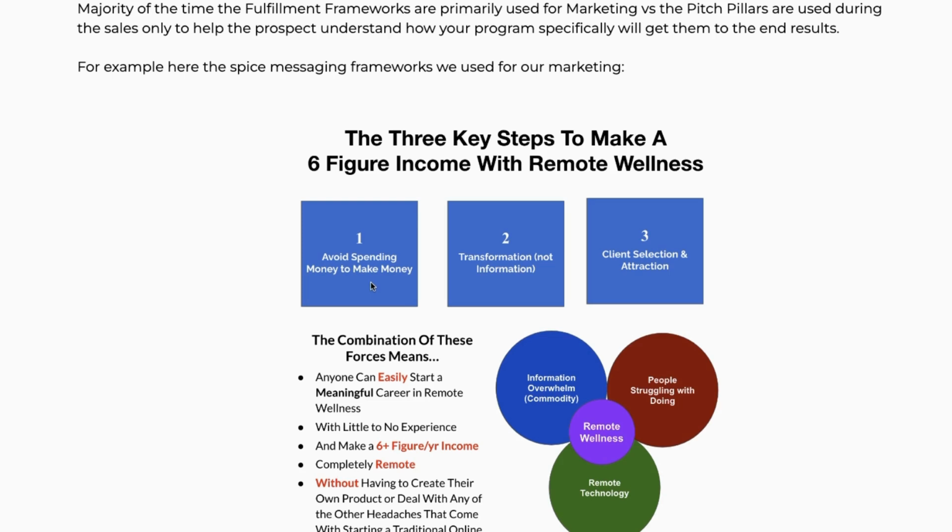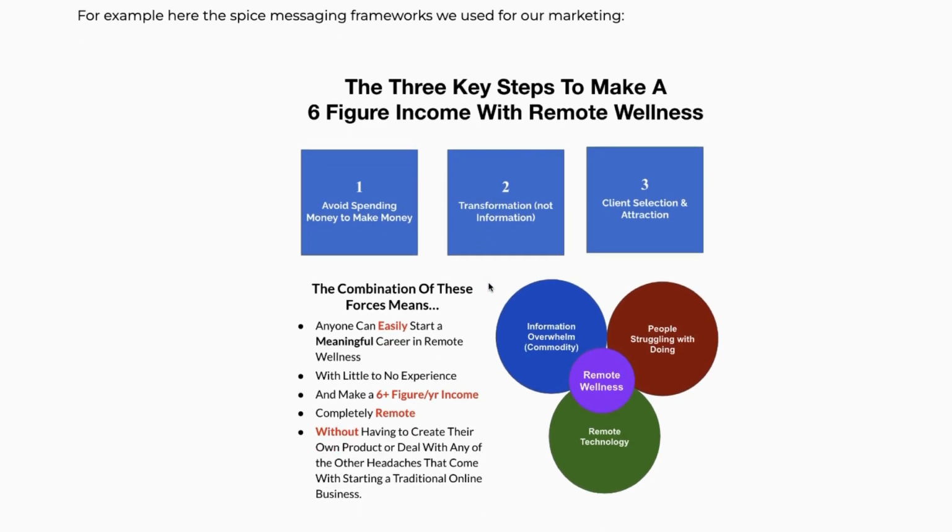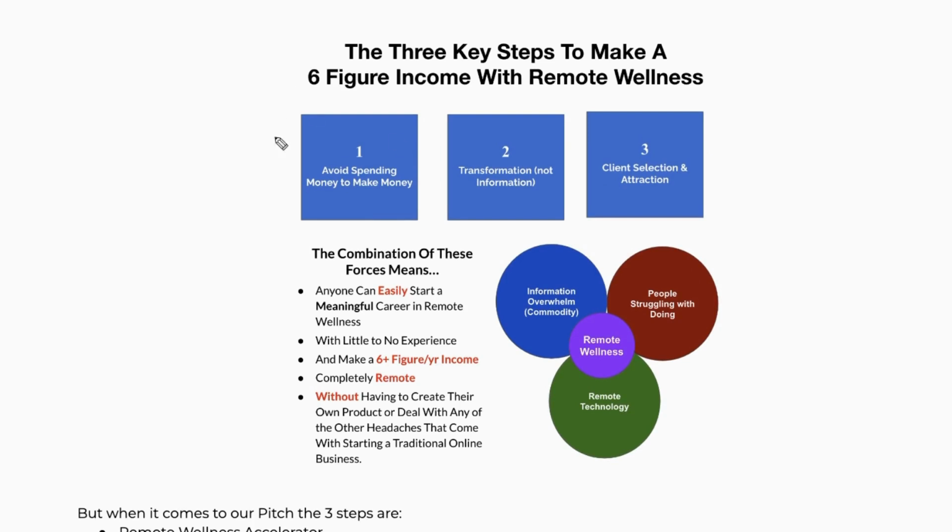And marketing is trying to sell one thing. Right. And so if you remember the marketing from Remote Wellness, our Spice Messaging was all around avoid spending money to make money, transformation, not information, client selection and attraction. Right. Then we had the combination of these 3 other marketing Spice frameworks, right, which is information overwhelm, people struggling with getting things done, remote technology, and that's the center of Remote Wellness.